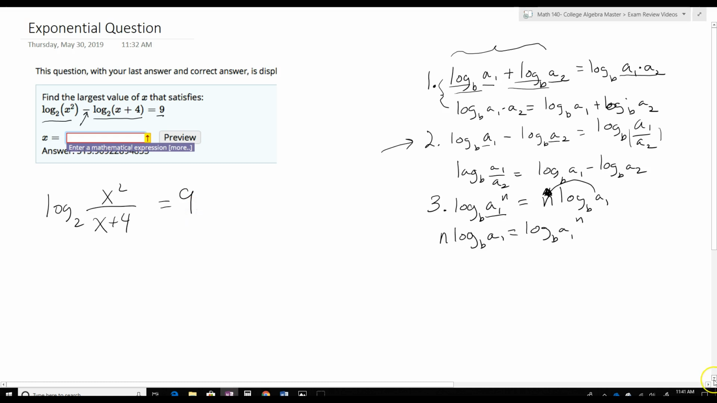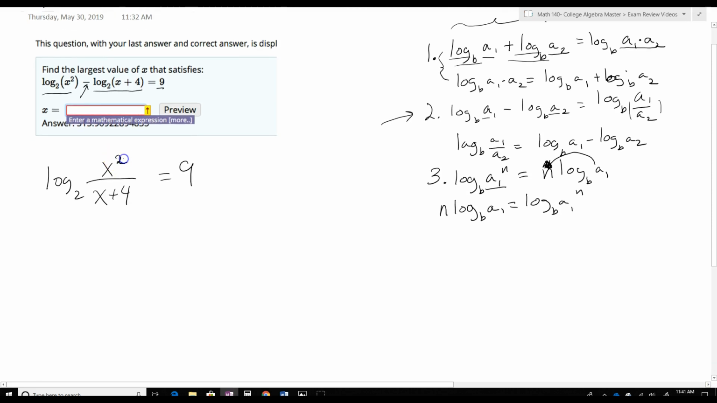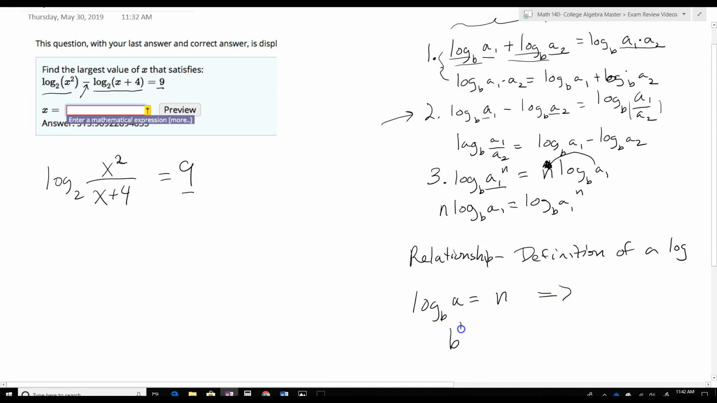That's cool, I can actually go through and solve that. Now, the other thing we want to use to solve for this isn't necessarily a rule, it's a relationship. This is the definition of a log: if I have log base b of a equals n, that means b to the n will equal a. So the base of the logarithm becomes the base of the exponent, n becomes the power, and a becomes the value it's equal to. Basically n and a switch places, but the base remains the same. b is the base in both cases.